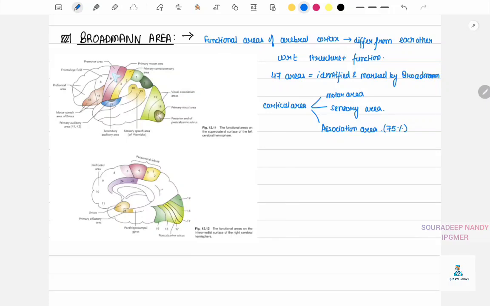Then let us discuss the sensory areas. So 3, 2, 1 form the primary somatosensory area. This is present at the postcentral gyrus. So the postcentral gyrus represents the primary somatosensory area. Then the superior parietal lobule represents Brodmann areas 5 and 7. This is the sensory association area, or secondary somatosensory area. Then coming to the frontal eye field, it is designated as area 8.